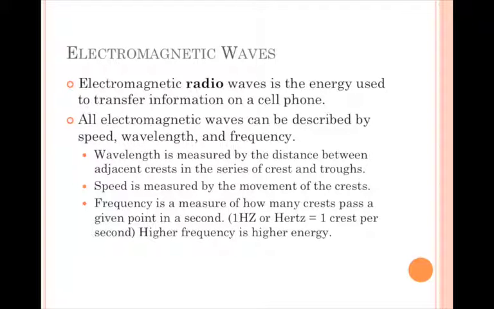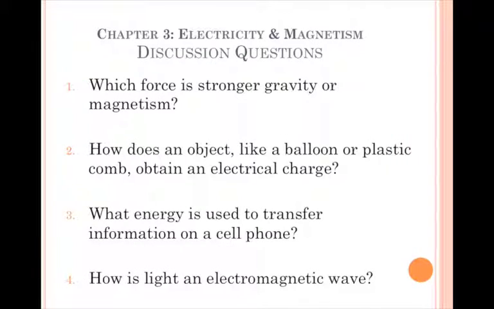So when we hear the word hertz, 1 hertz is 1 crest per second in that given space. Higher frequency is also higher energy. So the more hertz, or the more crests and troughs you have at a given point, the more energy is needed to create this. And that's where we have the different spectrum of energy and how we go from radioactive waves to the less energetic radio waves. And we'll do an investigation on this in class.